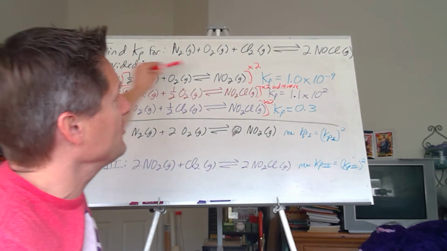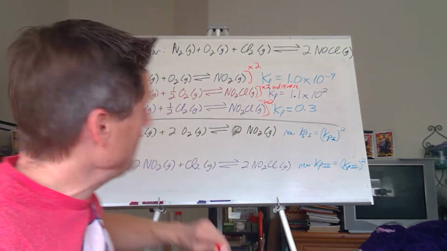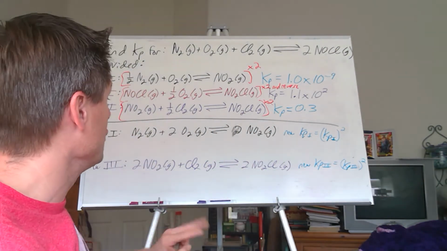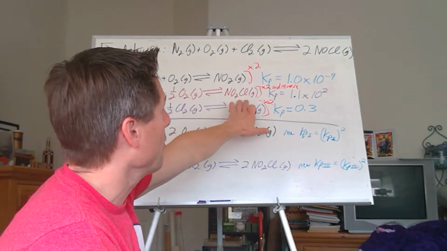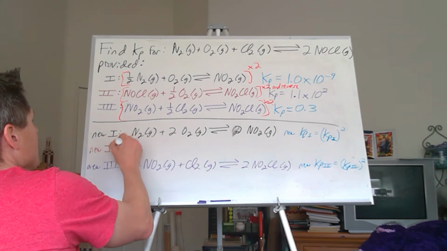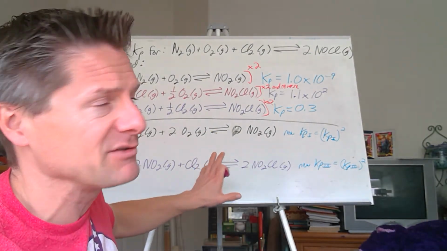So I'm taking equation 1, multiplying it by 2. Equation 2, I'm going to multiply by 2 and reverse it. In equation 3, I'm just multiplying it by 2. So let's rewrite equation 2. Let's make it backwards and multiply it by 2. So my product becomes my reactant. So let's do our new equation 2. It's the same thinking process every time. If you can do this one, you can handle just about anything.